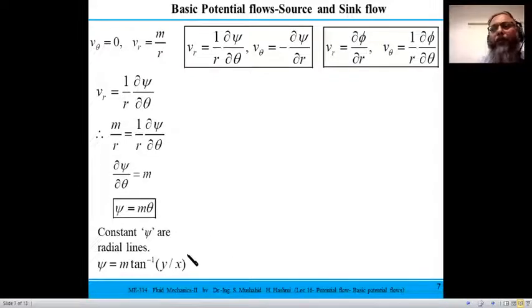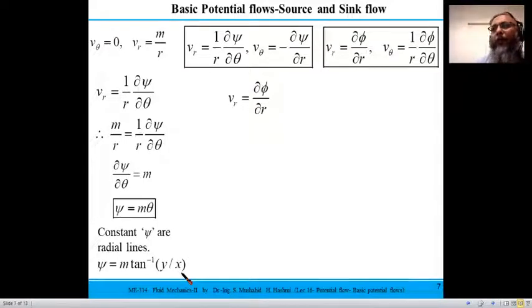And we can write this in terms of the Cartesian coordinate system, because as I know in polar coordinates, x is r cos θ, y is r sin θ. So when you divide these two equations, r and r cancel, and you get the tangent inverse of y by x.